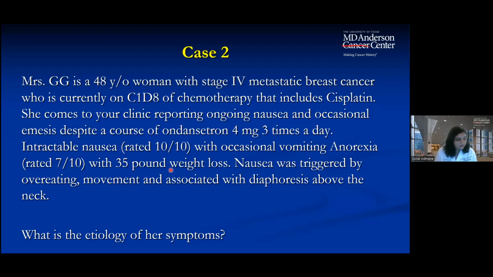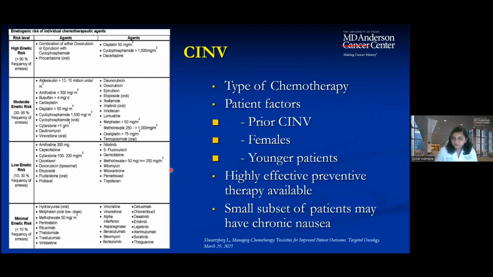So, definitely. I see an answer saying chemotherapy, and that's absolutely right. So this is a case of chemotherapy-induced nausea and vomiting. And chemotherapy-induced nausea and vomiting is really related to the type of chemotherapy, first and foremost, that the patient is getting. And as you can see, there is a classification of chemotherapy agents based on their emetic risk. So cisplatin, which our patient was receiving or is receiving, is in the high emetic risk category.